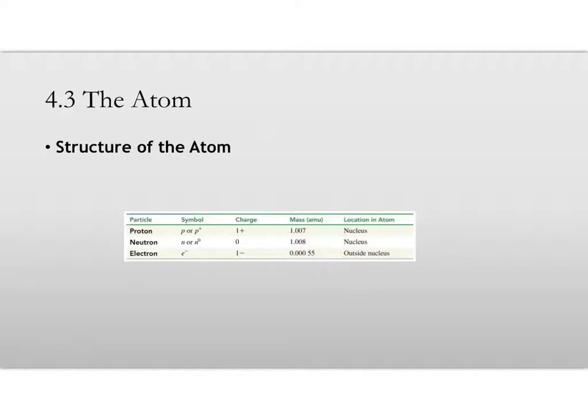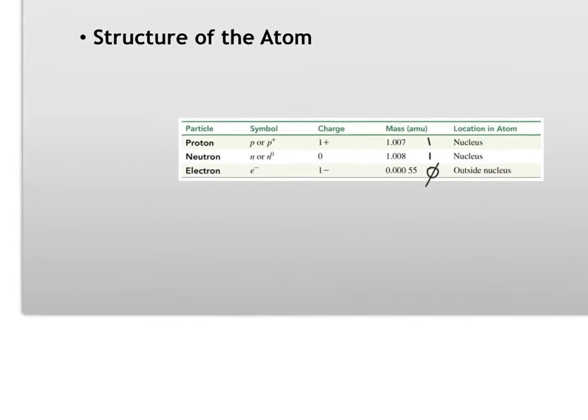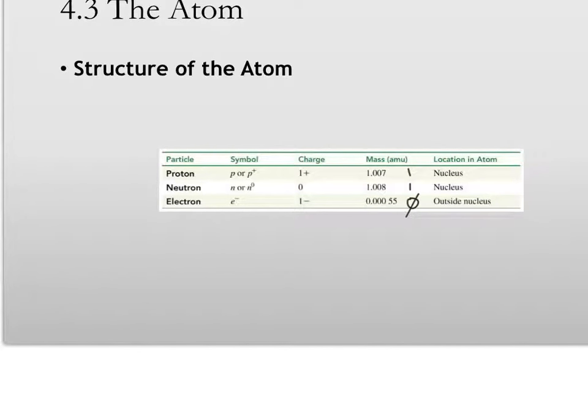The table here shows you a comparison of the 3 subatomic particles. You can see the symbols given to them. You can see the relative charges. The proton has a +1 charge, the electron has a -1 charge, and the neutron is uncharged. They also have the masses in AMUs, but normally I like to consider them as relative masses, where the proton and the neutron are both 1, and the electron is essentially 0. It also has the location in the atom. The protons and neutrons are located in the nucleus, and the electrons are outside the nucleus.